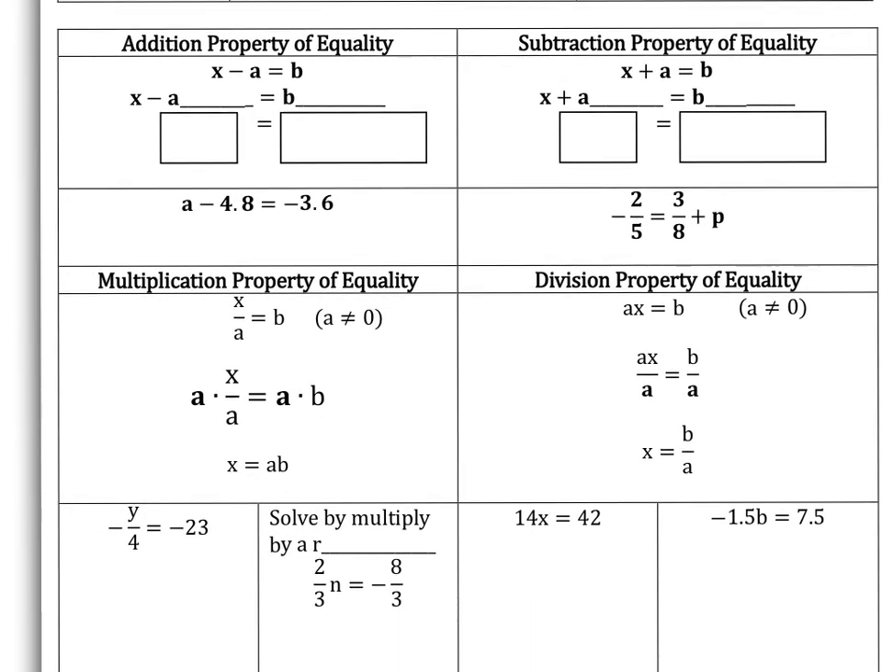Addition property of equality. X minus A equals B. To apply the addition property of equality, we need to add the inverse of negative A, which is positive A. And then we cancel out negative A and positive A to get X equals B plus A. So when we do this with an actual equation, when we're solving for a variable such as A here, our goal is to isolate the variable A. We need to add the inverse of negative 4.8, which is positive 4.8. Therefore, A would equal 1.2.